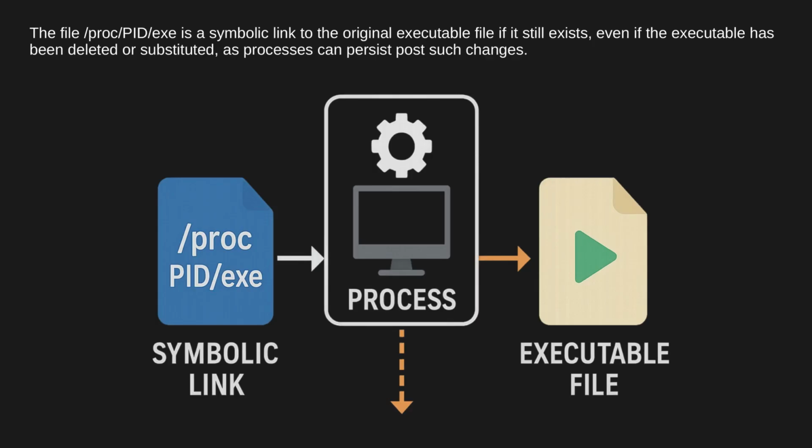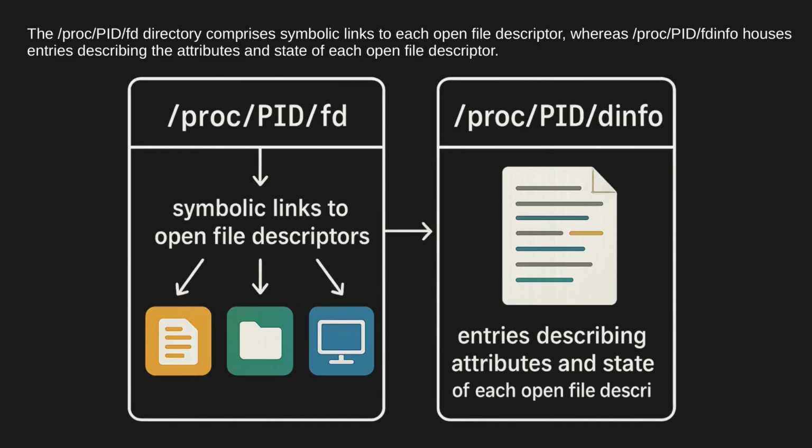The file /proc/PID/exe is a symbolic link to the original executable file if it still exists, even if the executable has been deleted or substituted, as processes can persist post such changes. The /proc/PID/fd directory comprises symbolic links to each open file descriptor, whereas /proc/PID/fdinfo houses entries describing the attributes and state of each open file descriptor.